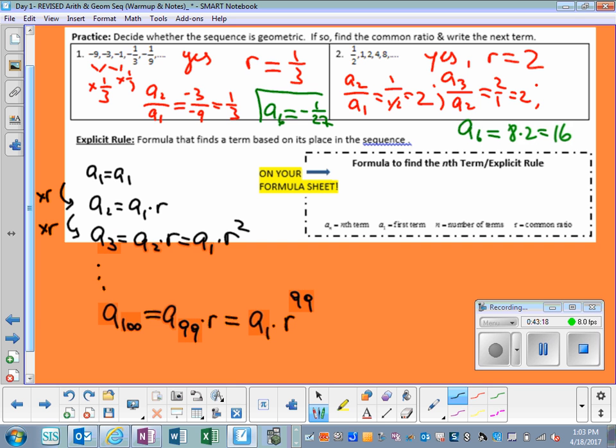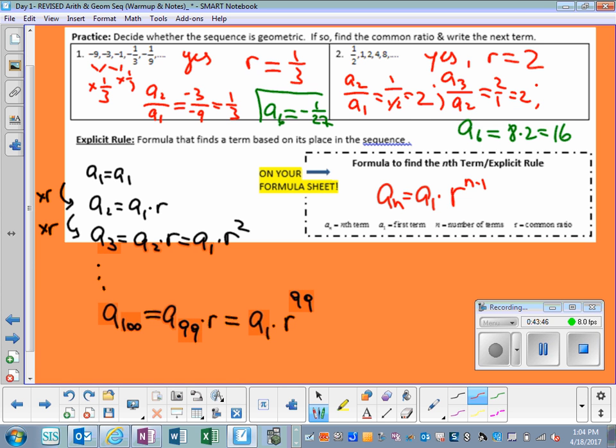Right, so please write this down in your notes, even though it's on the formula sheet. an equals a1 times r to what? n minus 1, very good. Where an is the nth term, a1 is the first term of my sequence, n is the number of terms, and r is the constant, the common ratio. Questions?